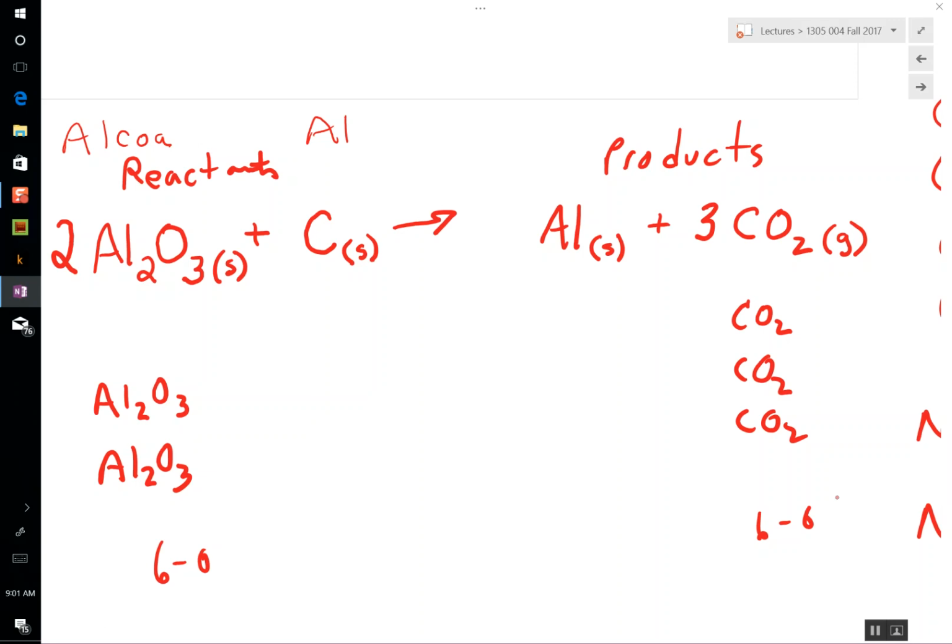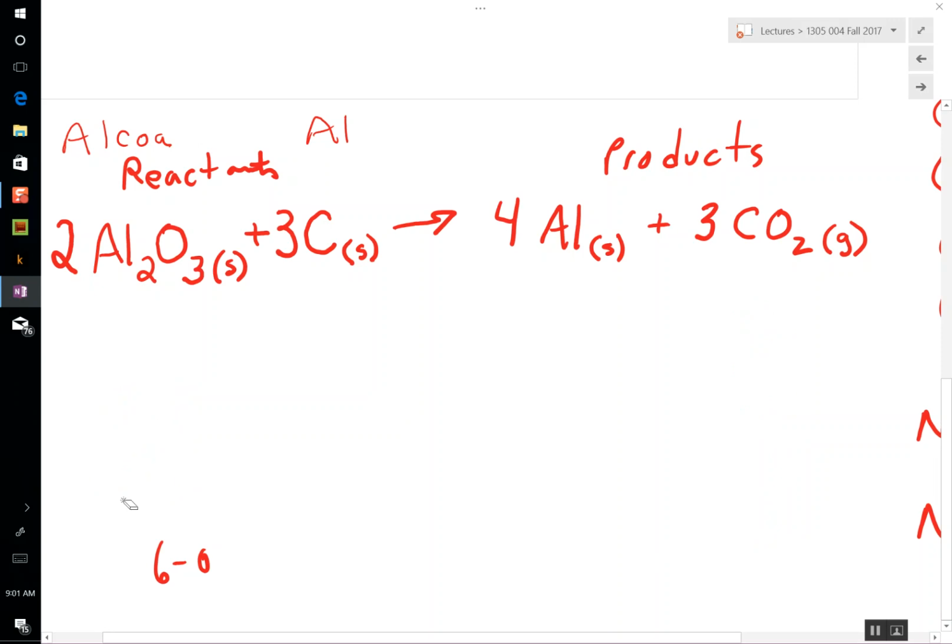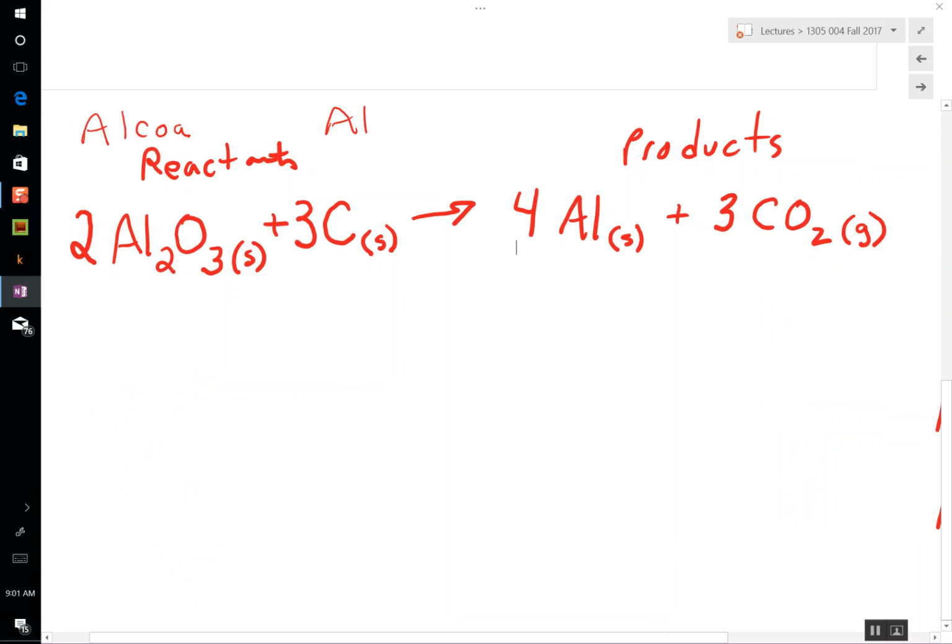Okay, now, what do we have to do now? What's still out of whack? The carbon. So how many carbons? Put a 3 right there. That gives me the 3 carbons. And what finally? What in front of the aluminum? 4. Okay? All right, and now it's balanced.